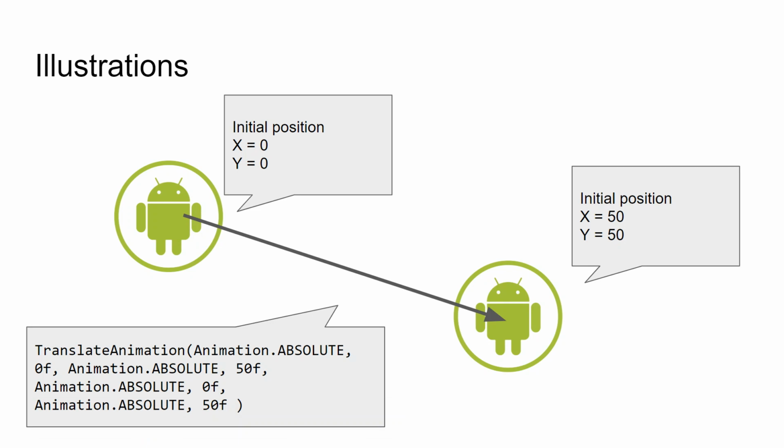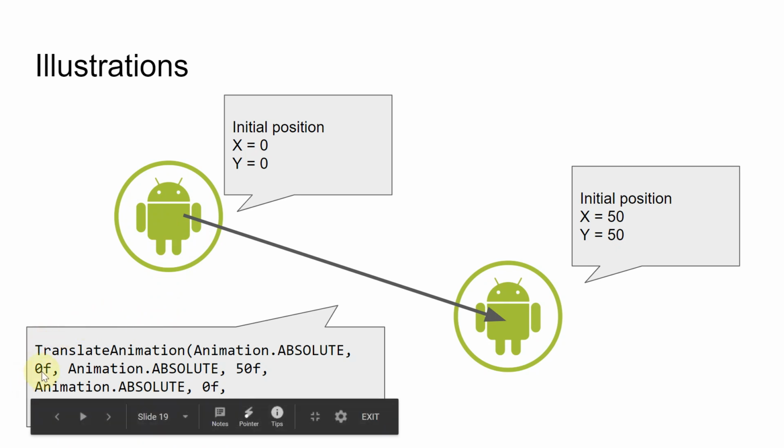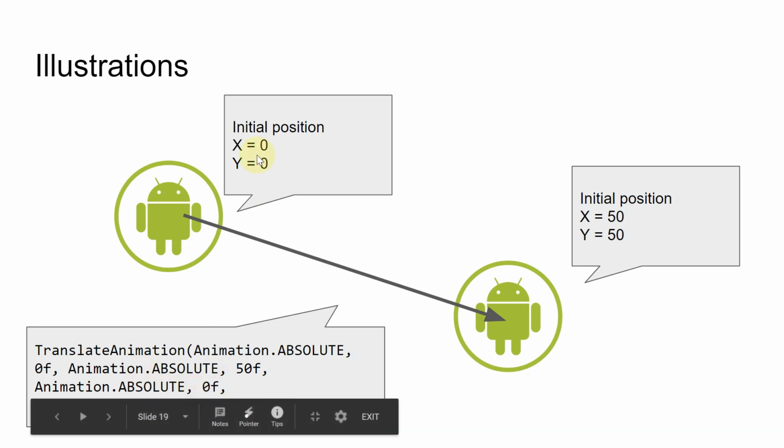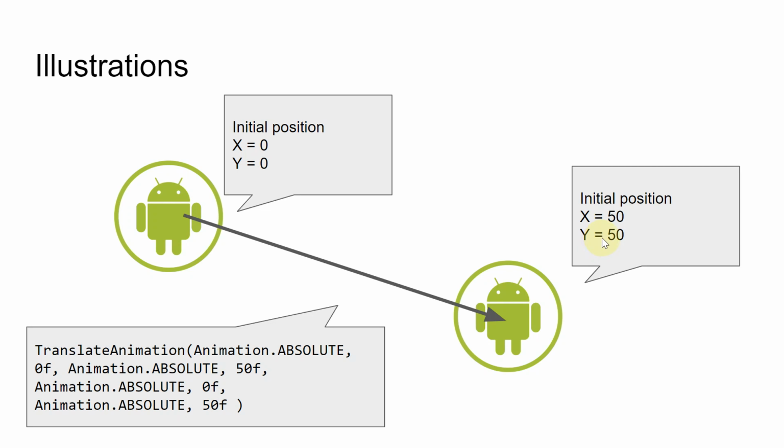The first parameter determines the x from, which is this one, and this one is the destination x location. The rest is all for the y positions, from this y 0f to this y 50f floating coordinate. So this is how you work with animation absolute. You use the absolute number, which refers to the screen coordinate.